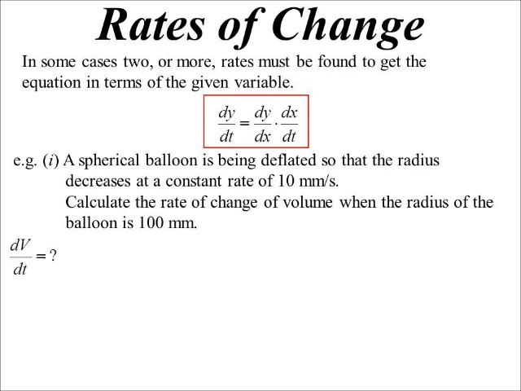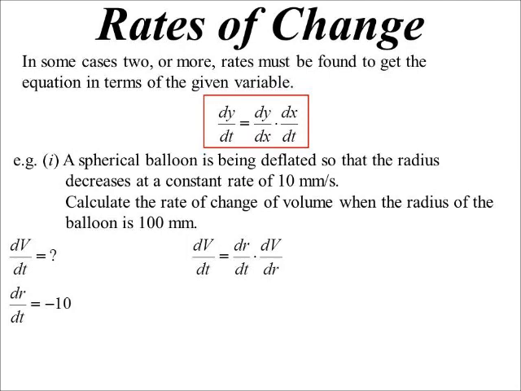So what do we know? Well, it's dV/dt that we want to find. What have we been given? We've been given the rate of change of the radius. It's decreasing, so we know it's negative: negative 10. So I want dV/dt, and I've got dr/dt. If I can work out dV/dr, then we've got it. We should be able to work out the problem.